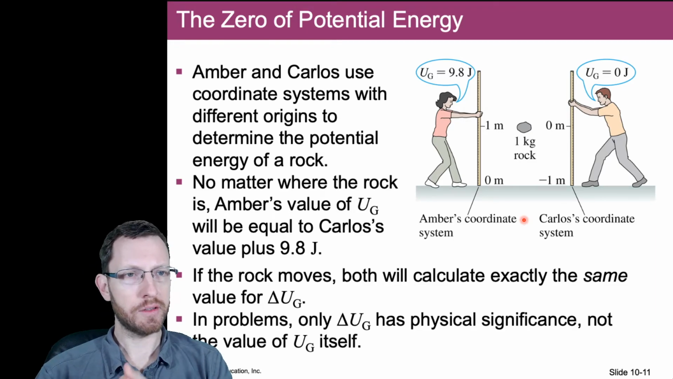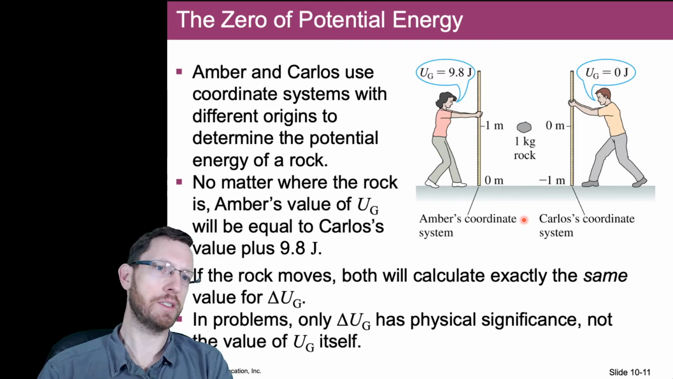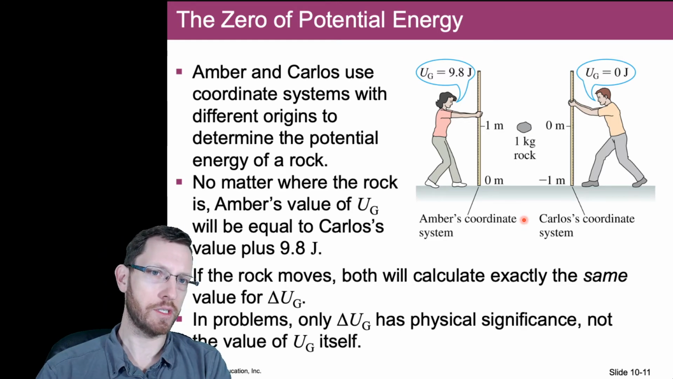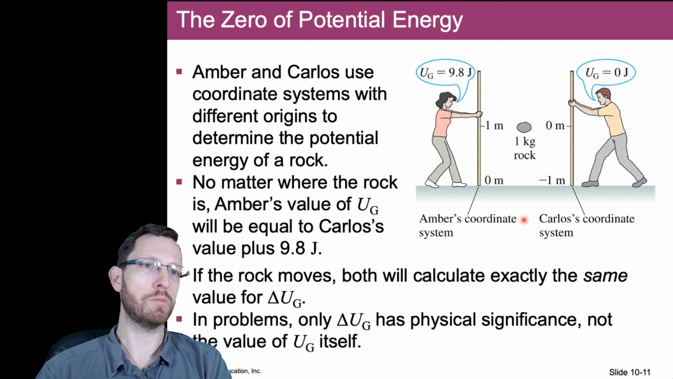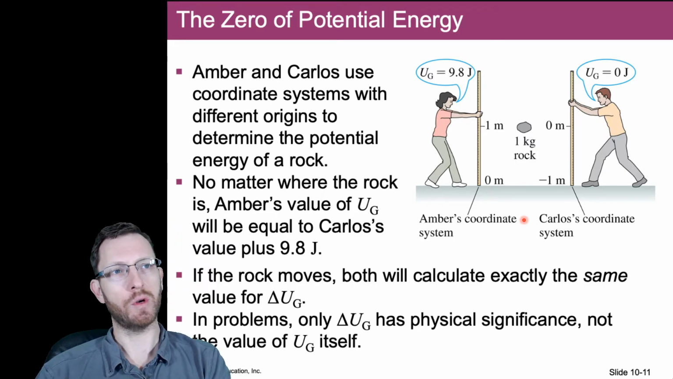So we can see here that really the thing that's physically significant is the change in the potential energy, not the value of UG itself. The absolute values or the quantities of UG depend on our coordinate system, and those are free choices. But if I take differences in potential energy, then multiple observers using different coordinate systems will agree on how the potential energy is changing. And that's great.